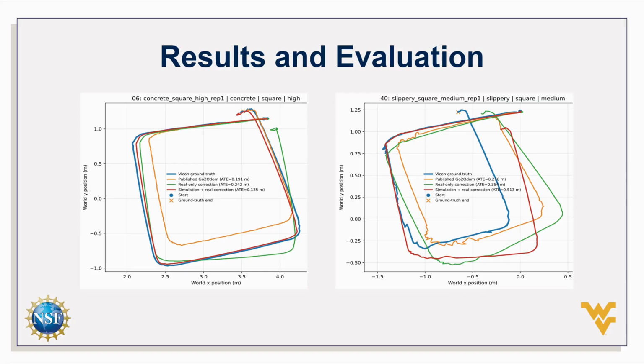In contrast, the plot on the right shows an example of a slippery trial where the CNN struggles to accurately predict the trajectory of the robot. This is largely due to the accumulated yaw and translational errors.